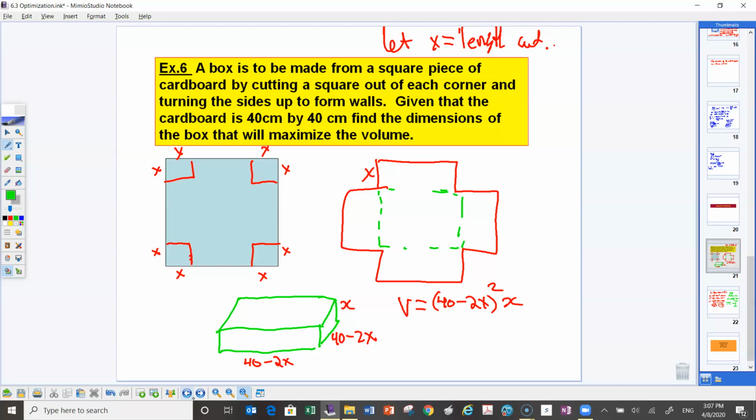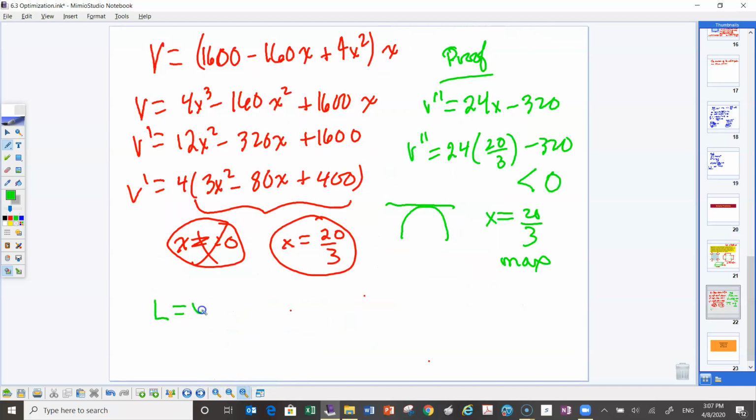And they want us to find the dimensions of the box. So we know what the height is. The height is 20 over 3. To figure out the width and the length, they're the same. It's 40 minus 2x. So 40 minus 2 times 20 over 3, which is going to be 26.67. Just double checking that. Yes.